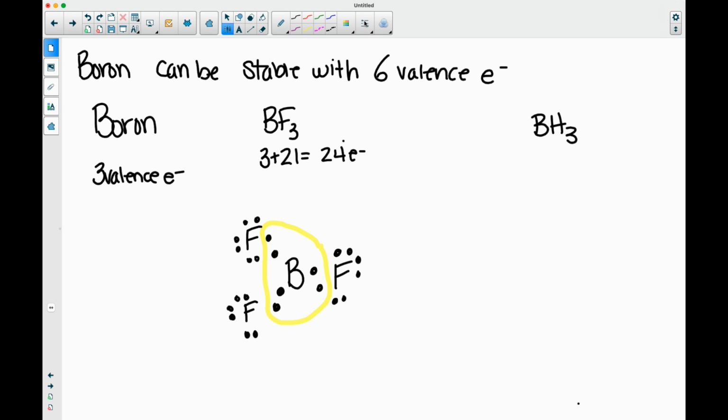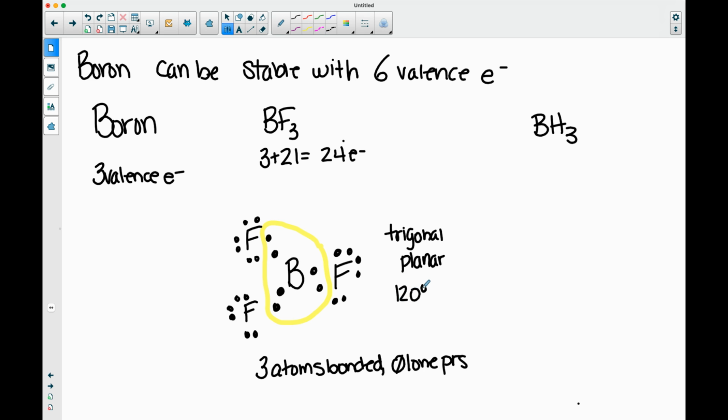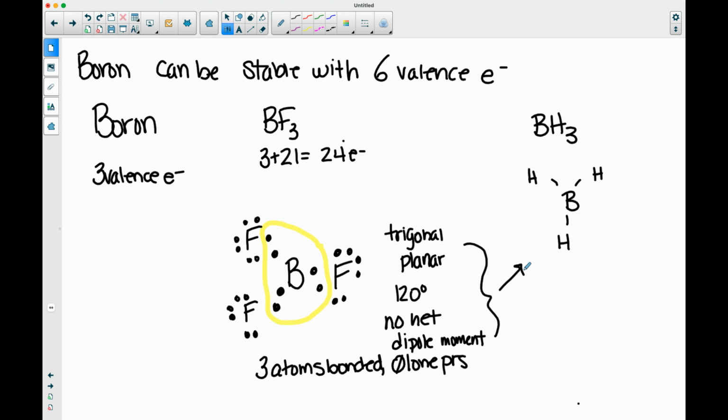But what we also see is that boron has 3 atoms bonded, 0 lone pairs. So this is trigonal planar, and it has 120-degree bond angles. So it has no net dipole moment. It is symmetrical. BH3 would look very similar, only the hydrogen would have no lone pairs, and it would still be trigonal planar, 120 degrees, no net dipole moment. So that's something that has less than 8 for an octet.